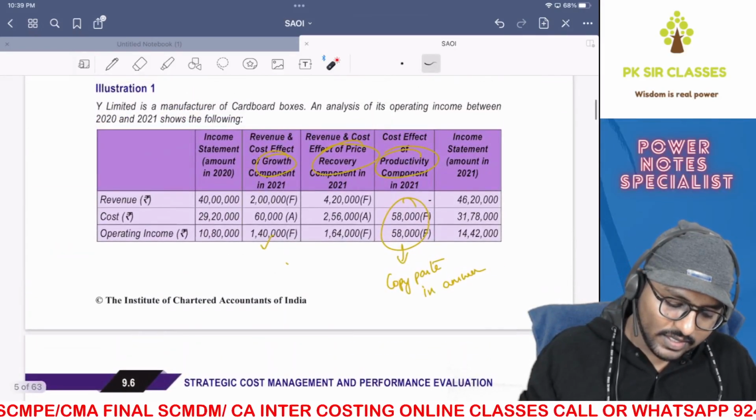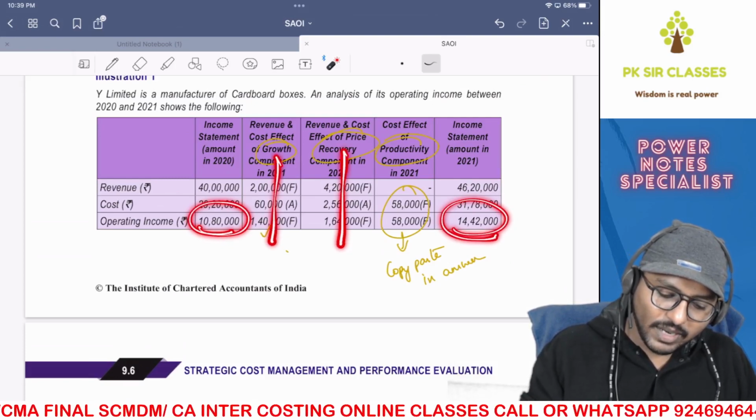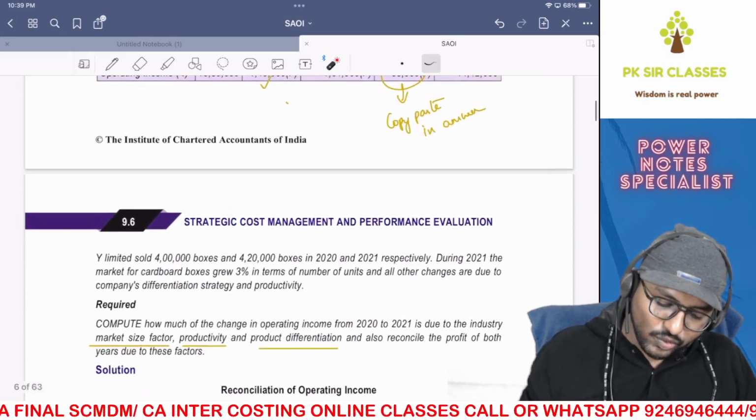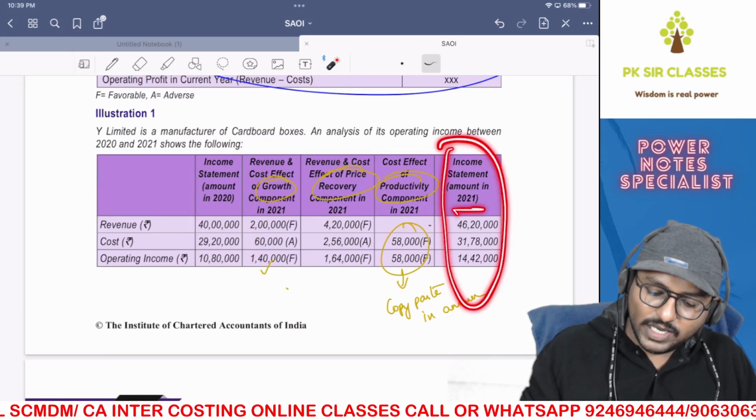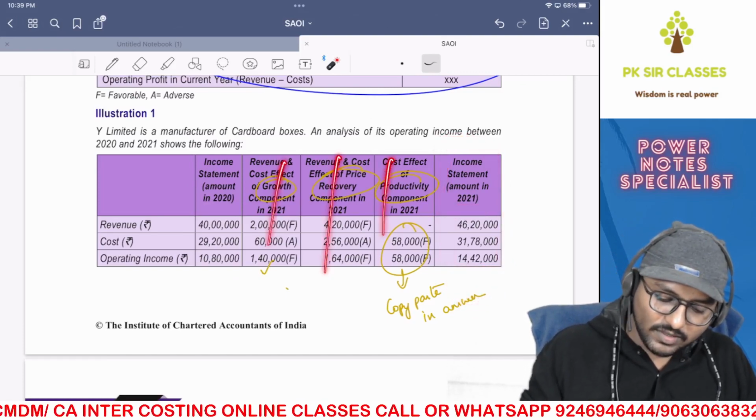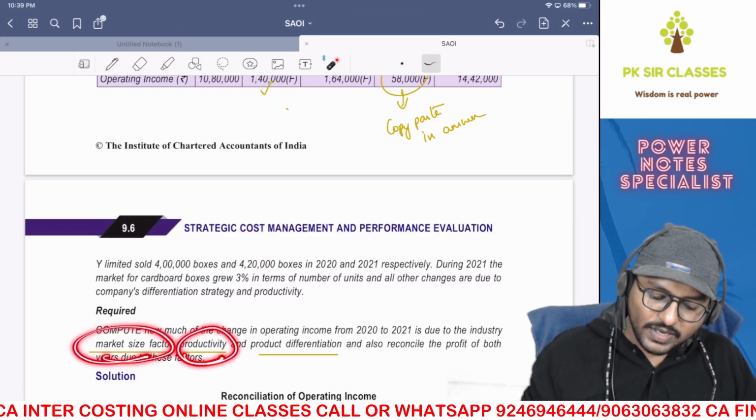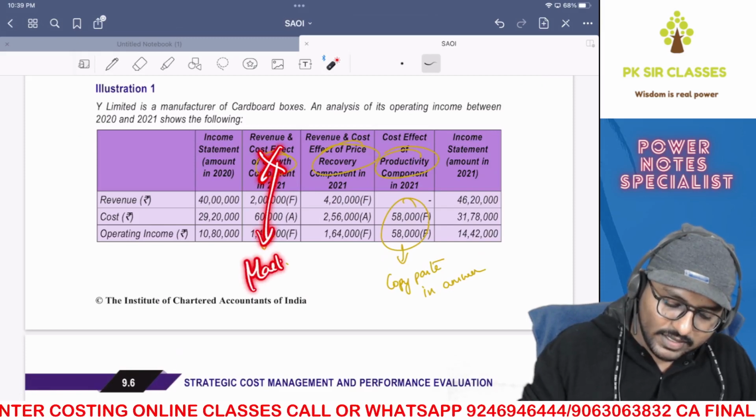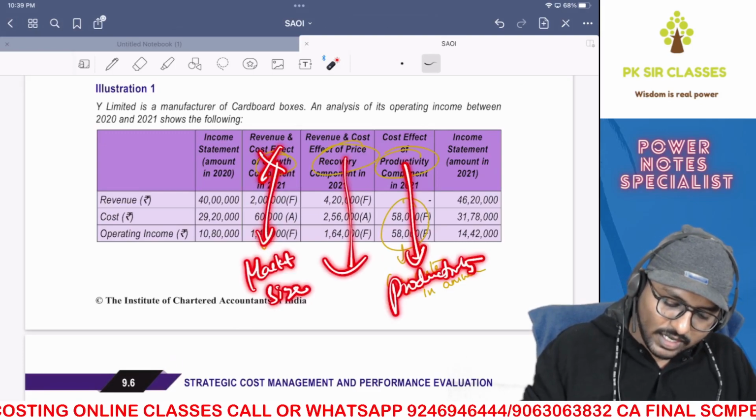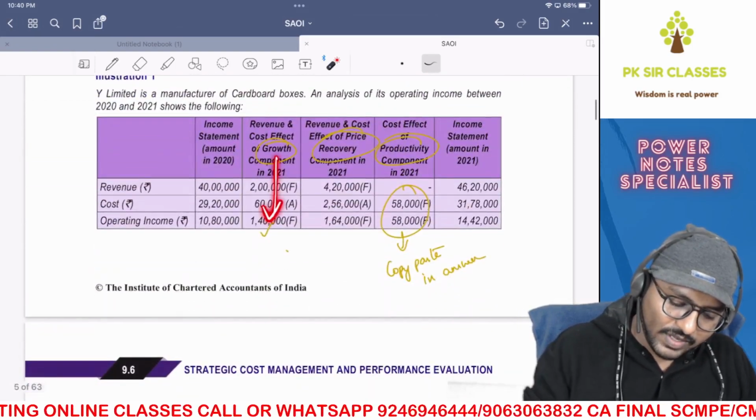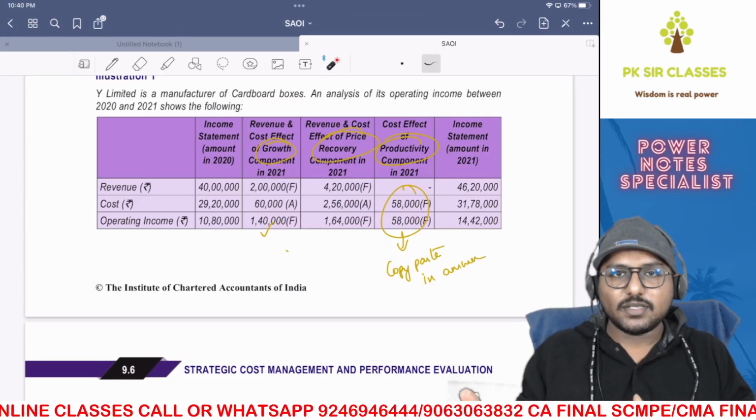Right. Already he has done the reconciliation of 2020 income with 2021 income with the help of three things: growth component, price recovery component, and productivity component. Now he is asking you to do the same reconciliation of income of 2020, which is 10,80,000, with income of 2021, which is 14,42,000, not with the help of growth, price recovery, and productivity, because that has been given in the question, but with the help of market size, productivity, and product differentiation. So growth should be replaced with market size, right? Productivity will remain productivity only. In the place of price recovery, we'll be getting product differentiation. So one is market size, the other one is product differentiation. Productivity remains the same, so basically we'll copy paste the same number, isn't it?